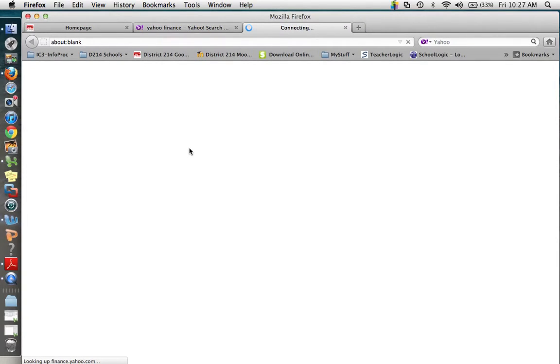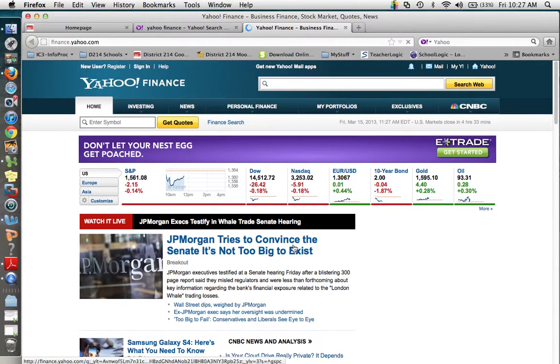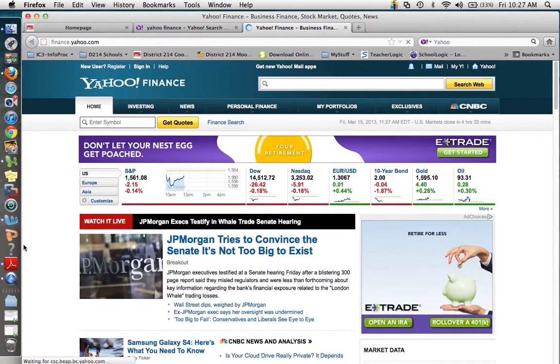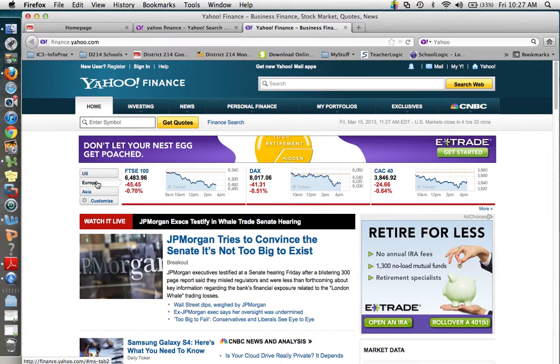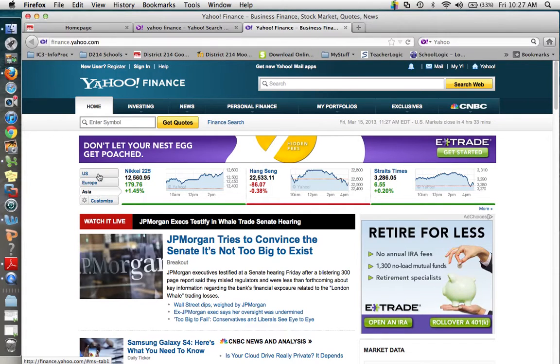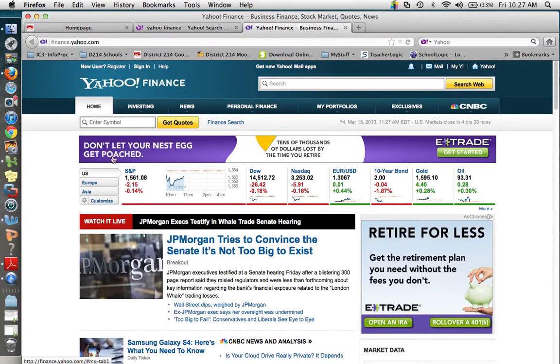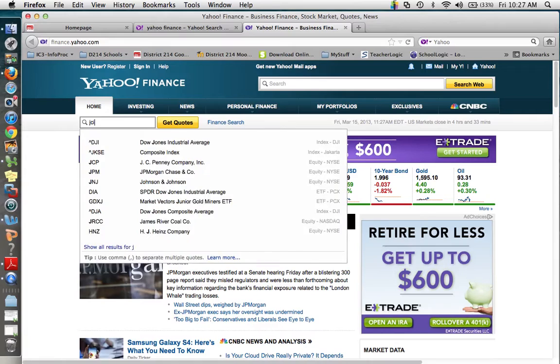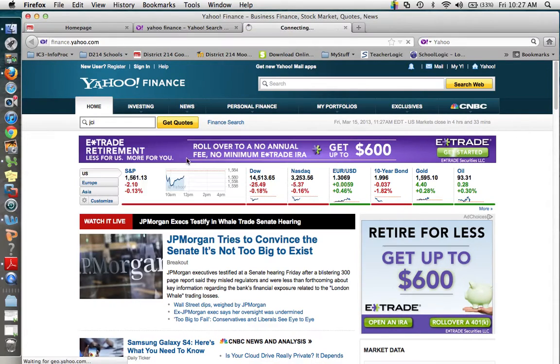The first screen that Yahoo Finance displays tells you about the current news affecting the market, and it also shows you three different markets it's tracking: the US, Europe, and Asia. Let's go click on US. We'll enter in the stock quote of the company we're interested in. In my case, it's Johnson Controls. Go ahead and click on that.